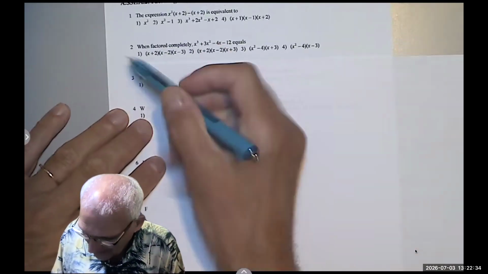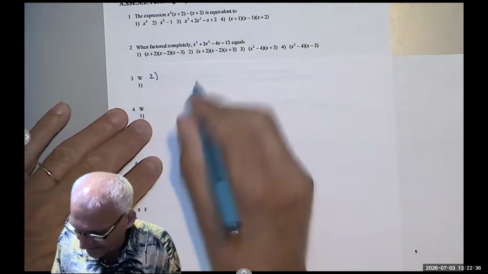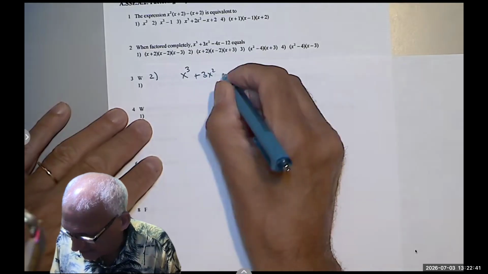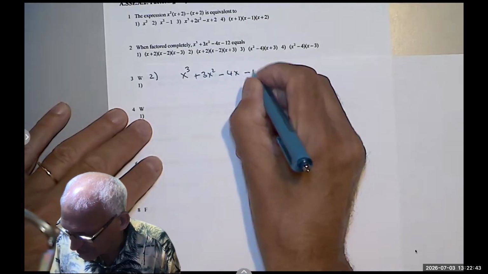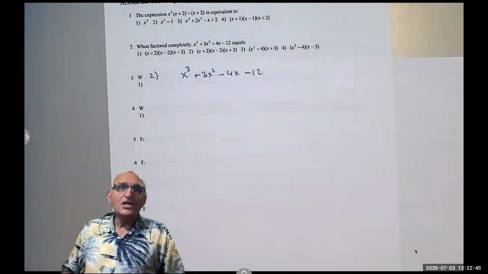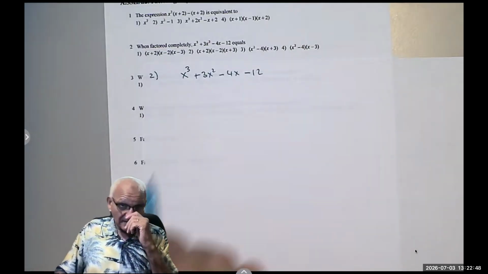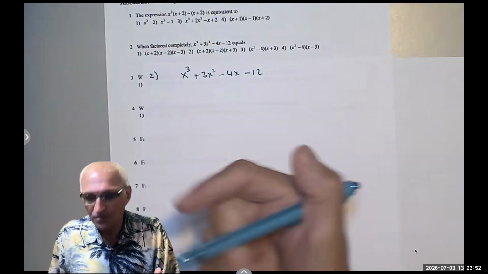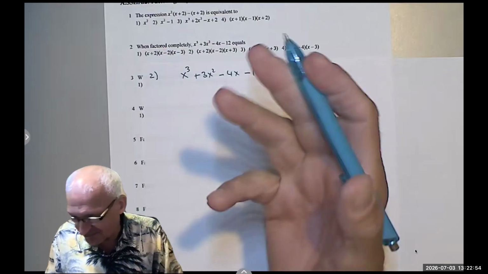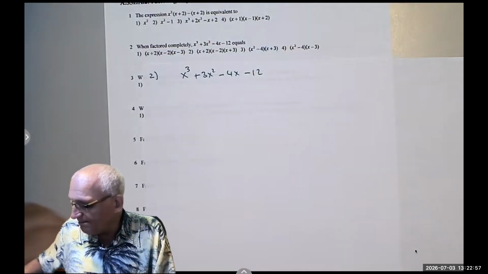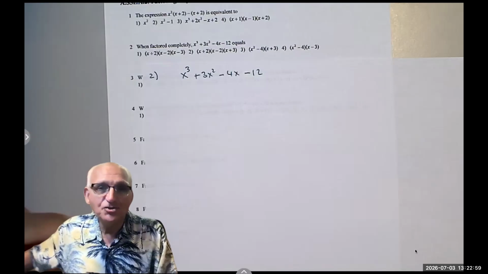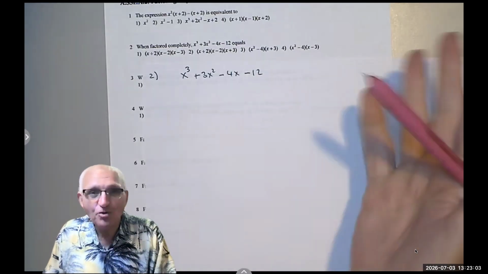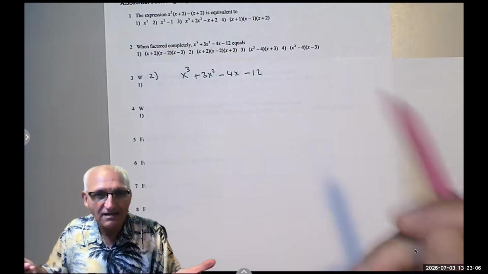So let's say, when factored completely, x cubed plus 3x squared minus 4x minus 12 equals what? Usually when you get something like that, of course they work the numbers to be easy for you so you don't get crazy stuff. What can you do? Notice that it's a polynomial. There are no like terms or anything.